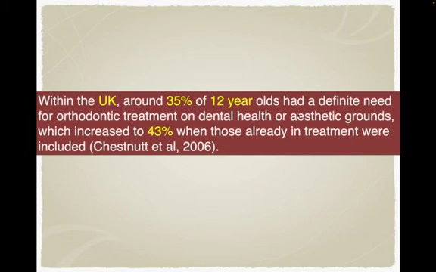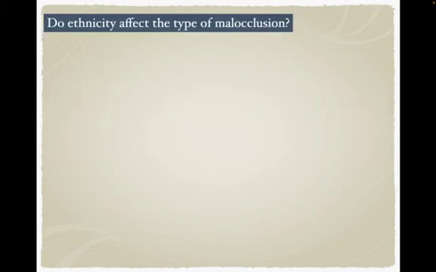In the UK, they found that around 35% of 12-year-olds have a definite need for treatment when they did an examination. When they combined this with the kids who are already under treatment, because they need treatment, they found that 43% of 12-year-olds need treatment, which is a little less than half, which means a high demand for orthodontic treatment.